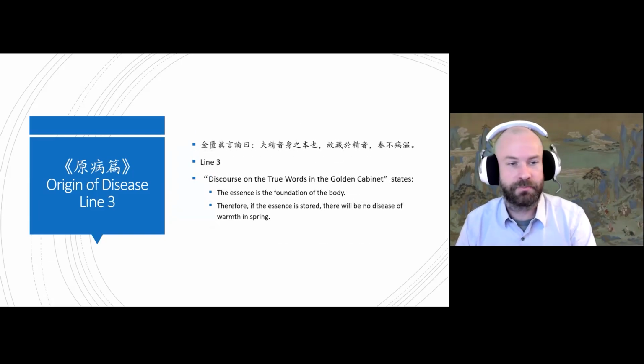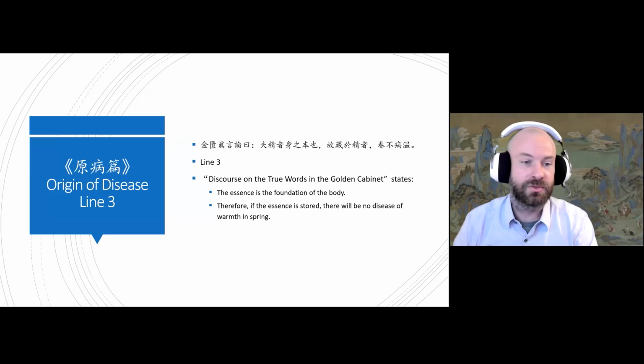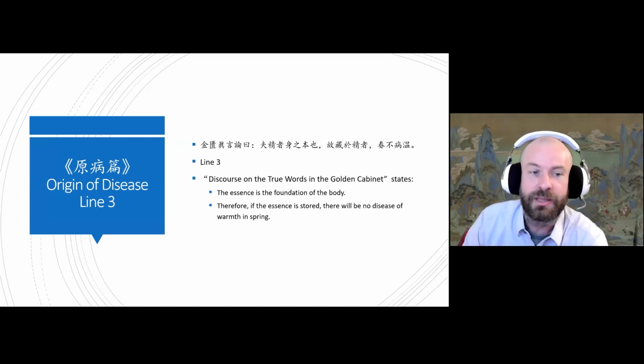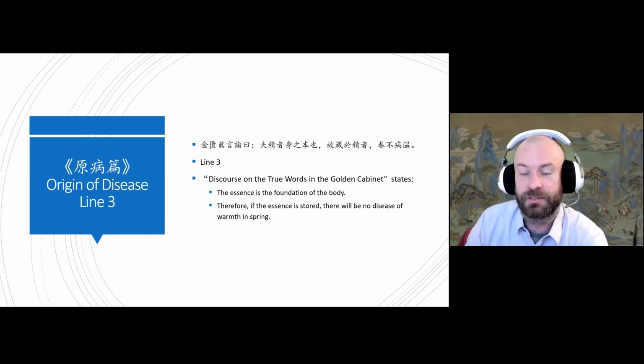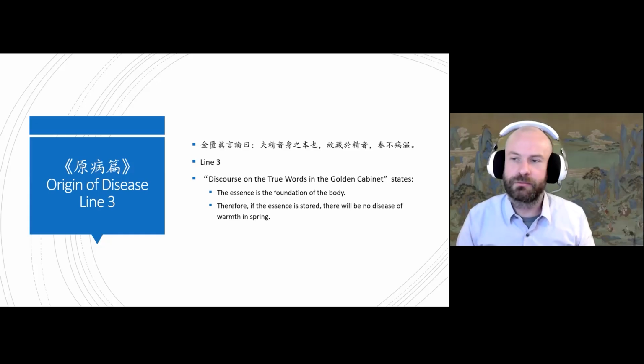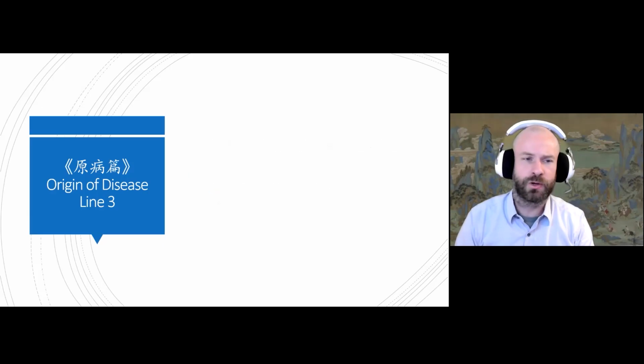But we then talk about line 3, and it says that the discourse on the true words in the Golden Cabinet states that essence is the foundation of the body. Therefore, if the essence is stored, there will be no disease of warmth in spring. So this is counteracting that point before. But one of the things we have to think about is what is essence? And I really think that this idea of essence is, I don't know if you could say mistranslated, but rather perhaps not properly represented. So what does Wu Jutong say about that?